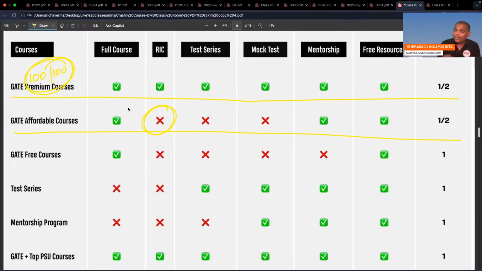You don't get the RIC course. Most of the questions in the GATE examination will come from the RIC course, so you may miss RIC. And one more, most of the questions will come from RIC and the test series. You may miss practice in affordable courses. You may miss these 2 things. Remaining all is possible, I think mock tests also. So if at all there is a financial problem, you can go here.